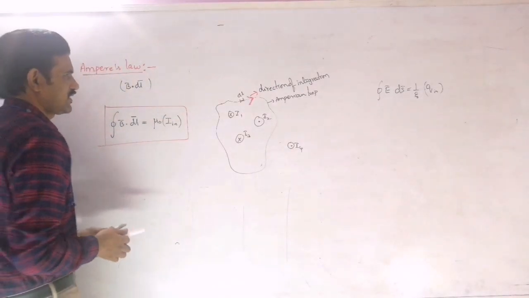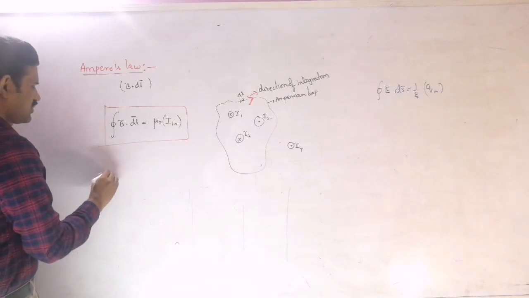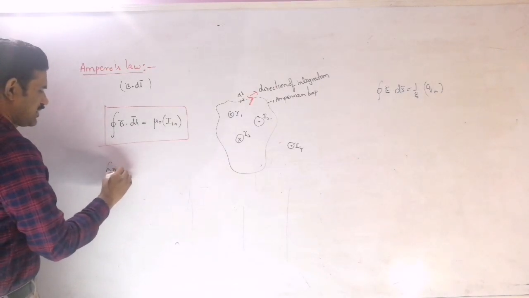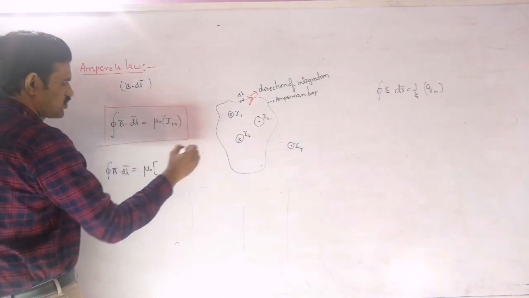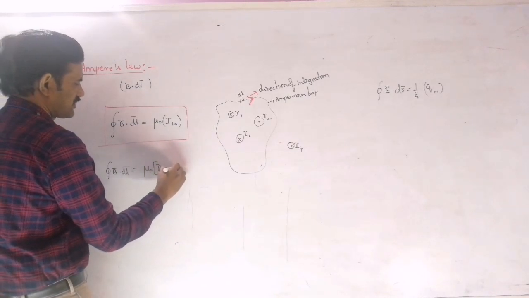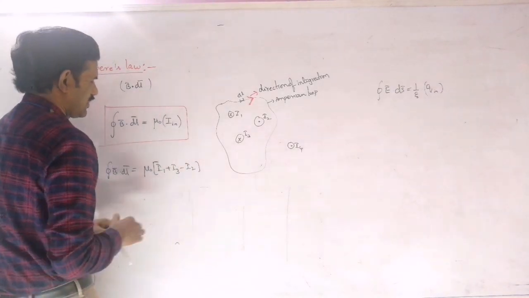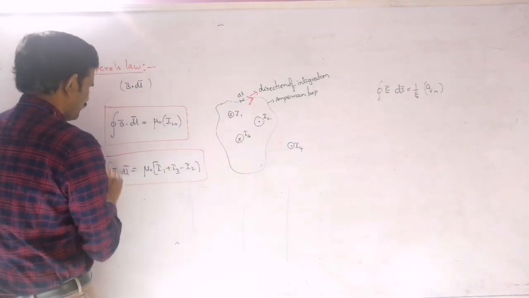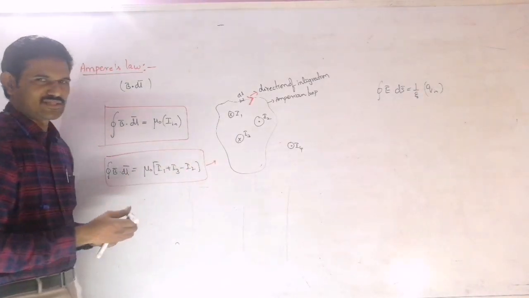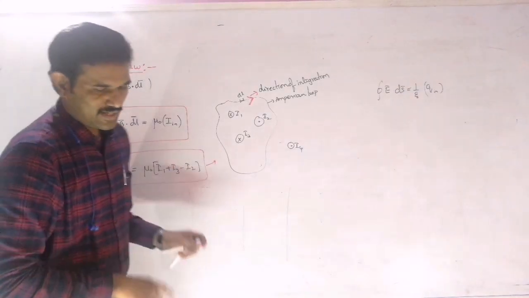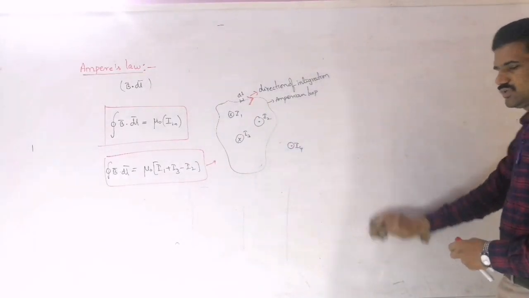And so now, for this example I am writing here: integral of B bar dot dl bar is equal to mu naught into I1 plus I3 minus I2. So this is Ampere's law for this loop. For this case, this will be the equation, the way of writing the net current for this example.